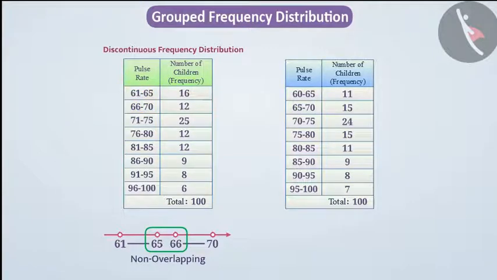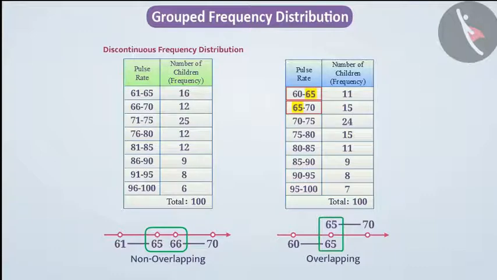If we talk about this table, then there is overlapping of the classes in it. That is, the classes are overlapping. Such a distribution of data is called continuous frequency distribution. This gives us a continuous frequency distribution table.